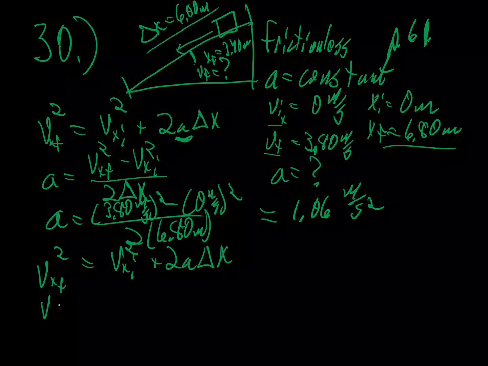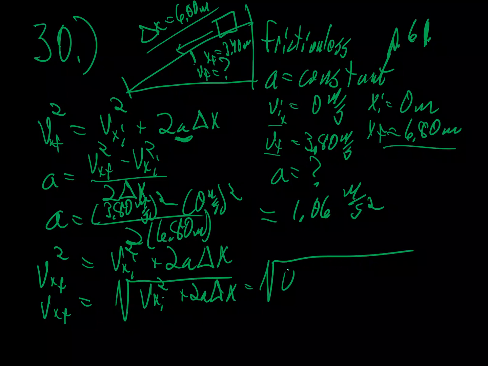We know all of our variables, so we can find V final. Well, look, guys, we know the initial is 0, but I'm going to go ahead and do this. So it's going to be the square root of Vx initial squared plus 2a delta x. Now let's plug everything in. Vx initial is 0, plus 2 times acceleration 1.06 meters per second squared times delta x, which is 3.40 meters. You say, how do you know? Well, because it asks what is the final velocity at 3.40 meters.